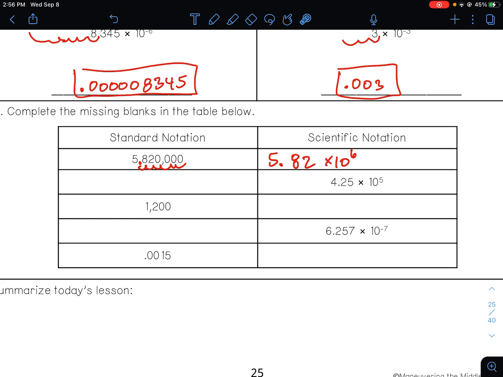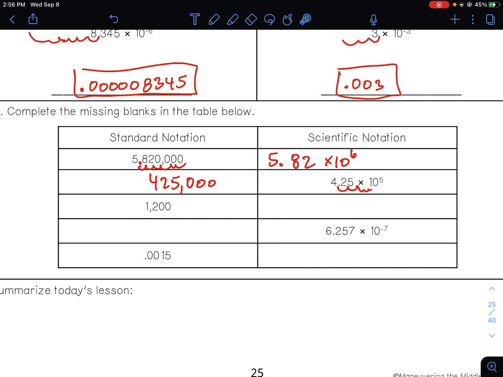All right, and this one right here, 4.25 times 10 to the 5th. Well, we should expect a large number, which means our decimal should move this way to get bigger. So it moves 2 places, and then it's going to move 3 more because it needs to get to 5. So 4, 2, 5, and then it needed to have 3 more spaces, so 3 more zeros. Let's do the next one.